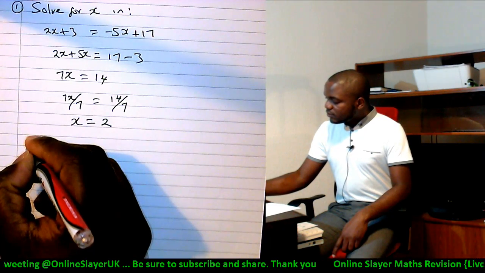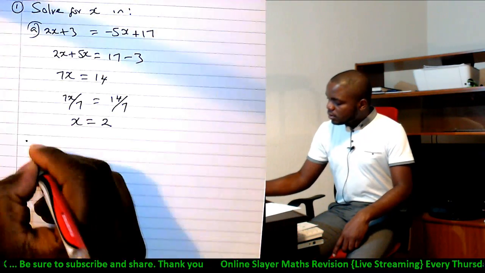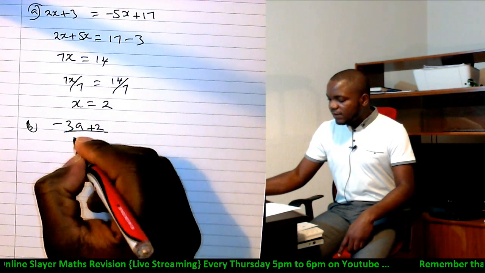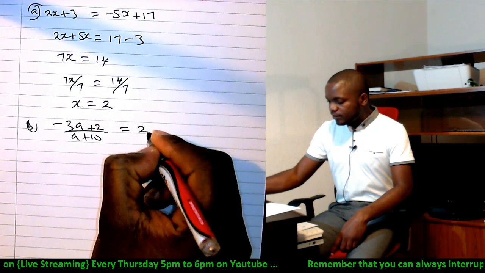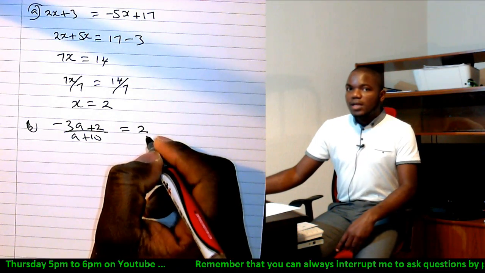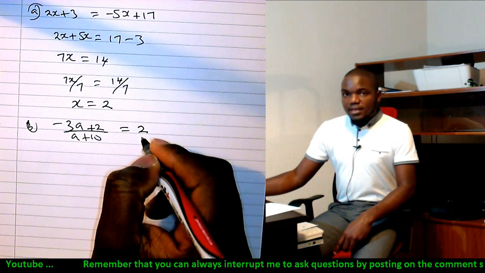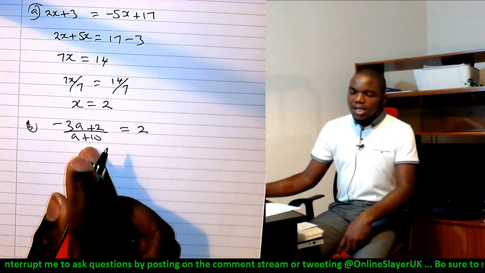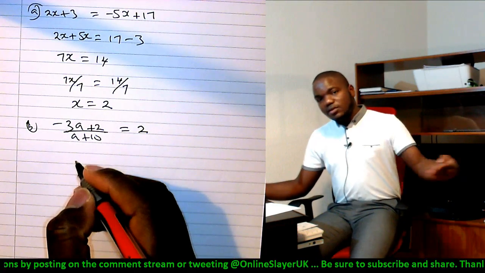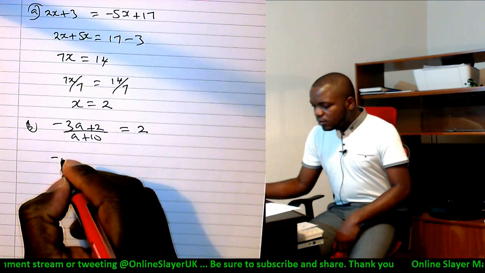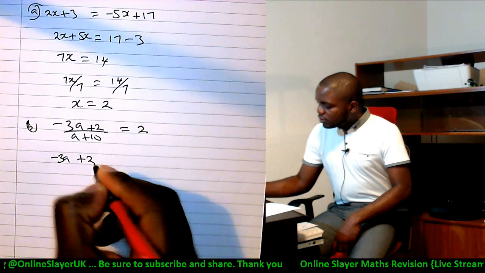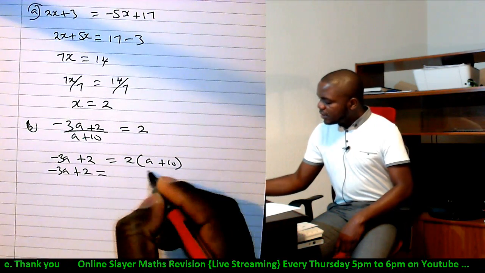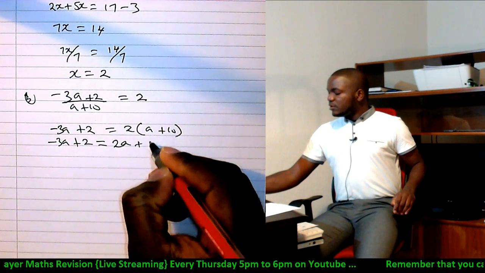We've got another question, and this one says that minus 3a plus 2 divided by a plus 10 should be equal to 2. What is the value of a in this problem? Make a the subject of the formula. Whenever you see anything that looks like this, a fraction, cross multiply so you can have a very linear problem. So it becomes minus 3a plus 2 equals 2 into a plus 10. Minus 3a plus 2 will therefore be equal to 2 times a plus 2 times 10, 20.